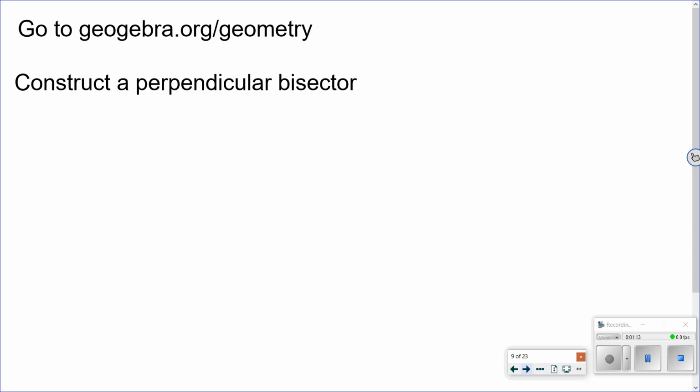Watch the video, I'll show you how to do it, and then you can pause it, open up another tab, go to geogebra.org/geometry, and do those constructions. Okay, so if you'll follow along with me, I'm going to pull up GeoGebra here, and we're going to first construct a perpendicular bisector. Right? Perpendicular means it forms a 90-degree angle, and bisector means it cuts it in half.